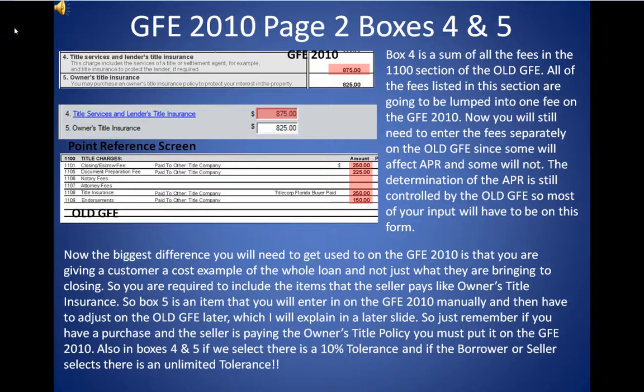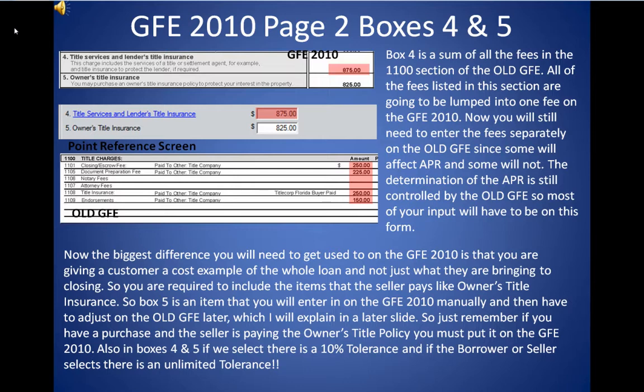This slide has to do with boxes 4 and 5 on the new Good Faith. Box 4 is a sum of all the title fees that are being charged to the borrower. In the past, on the old Good Faith, you had those fees broken out, whether it was a closing fee, attorney fee, title insurance fee. Starting in 2010, all the fees that you enter into the 1100 section, even if they're APR or non-APR fees, are going to be totaled under one total under the Good Faith 2010.